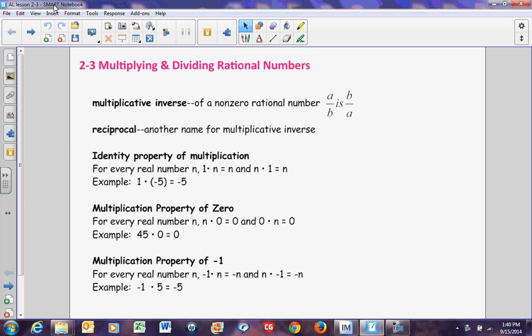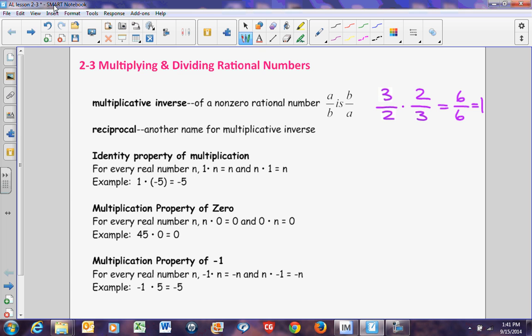If you have A over B, the multiplicative reciprocal is B over A. For example, if I have 3 over 2, the multiplicative inverse is 2 over 3. You can tell something is a multiplicative inverse because if you multiply them together, they should equal 1, because this would be 6 over 6, which equals 1. A number and its multiplicative inverse multiplied together equals 1. A reciprocal is another name for multiplicative inverse. Those are synonymous. You will hear them used and interchanged quite frequently.